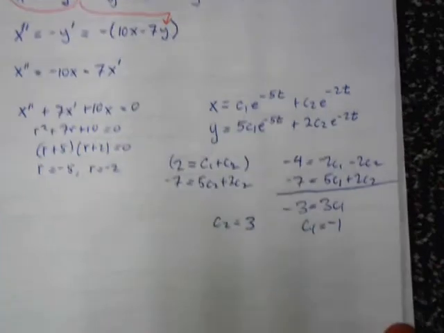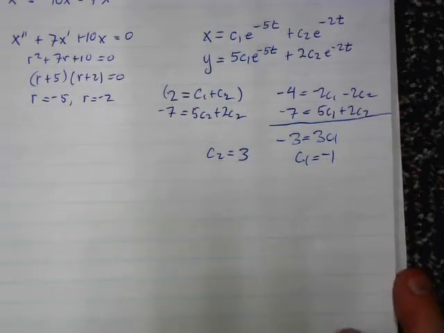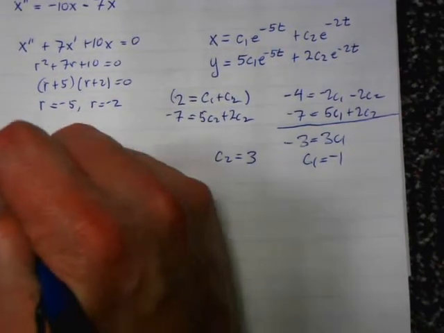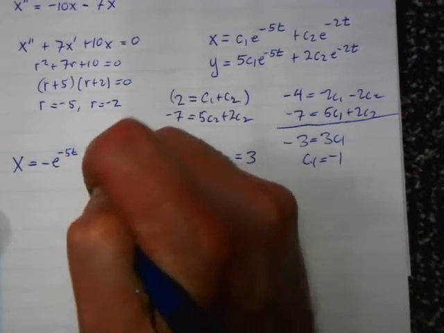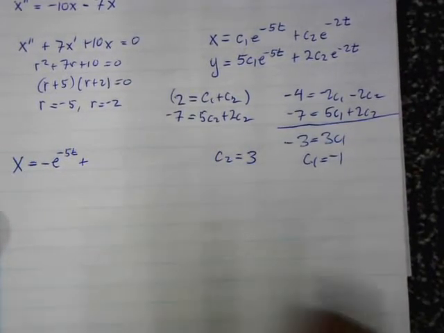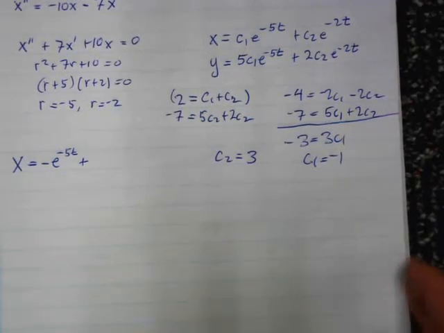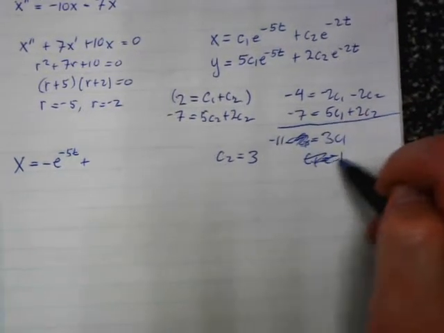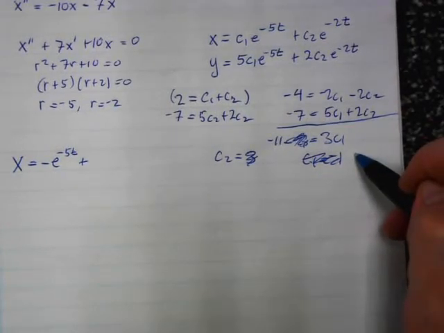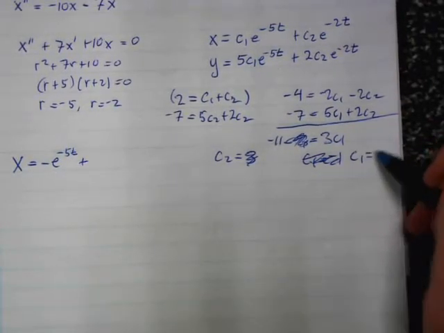This is my opinion. All right, so it looks like my final answer is x equals negative e to the minus 5t. George? Yes? You're submitting negative 11 equals 3C1? Oh, negative 11? I like negative 3 better. I like it better, but you can't just do that, but you have to correct it. I got to correct it again. All right, so C1 is negative 11 over 3.